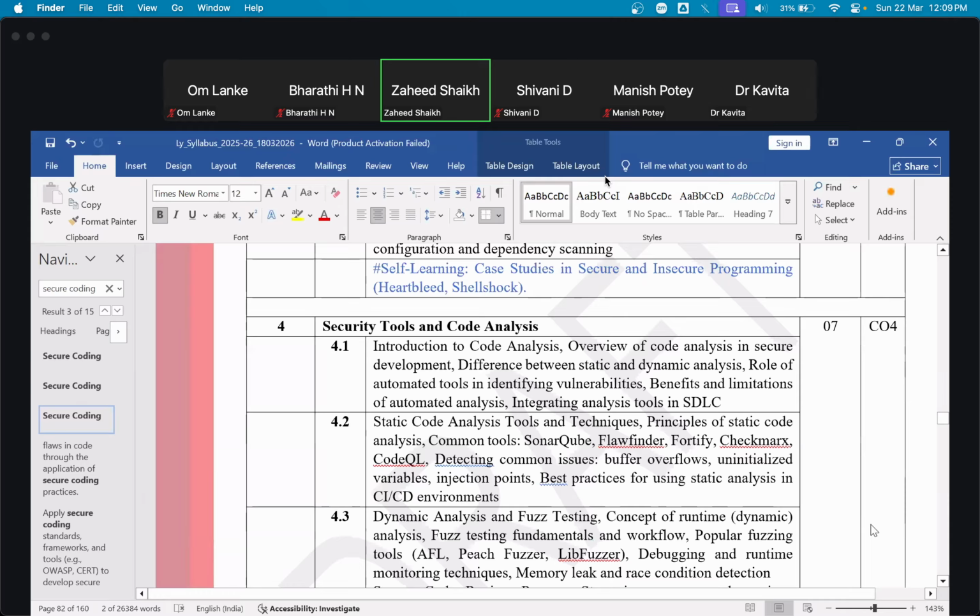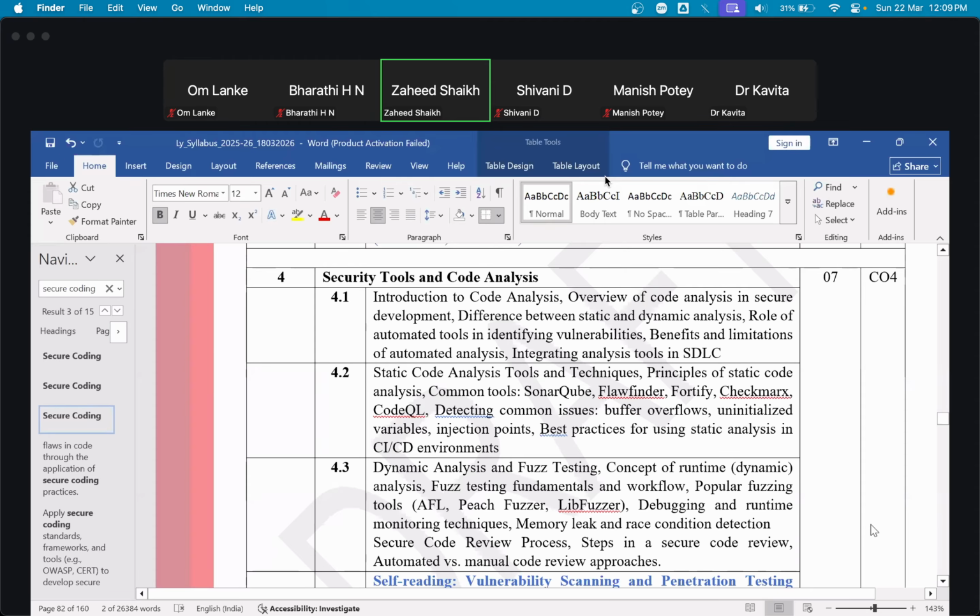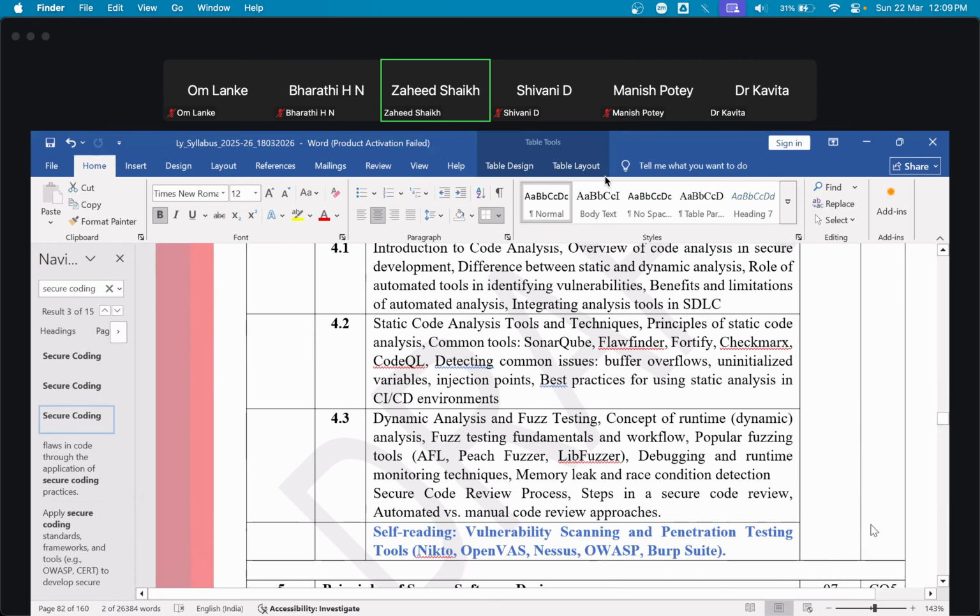Module number 4, security tools and code analysis. There is something called SAST and DAST. We'll be learning that over here: static and dynamic application testing of the code, and understanding how flaws can be identified. There are different tools over here such as SonarQube, Flawfinder, Fortify, Checkmarx, and so on. So all these tools are basically used for static code analysis.